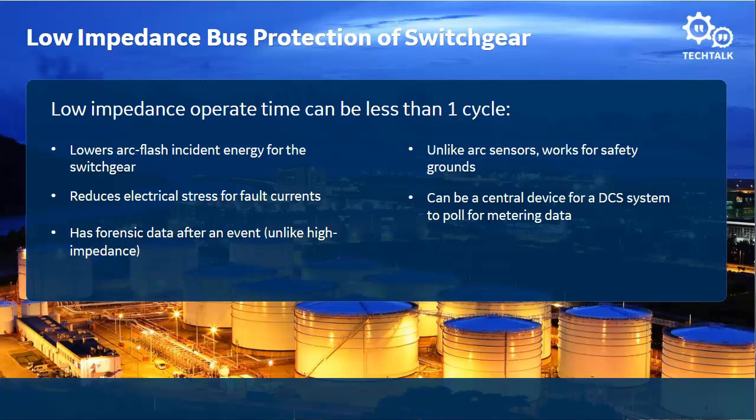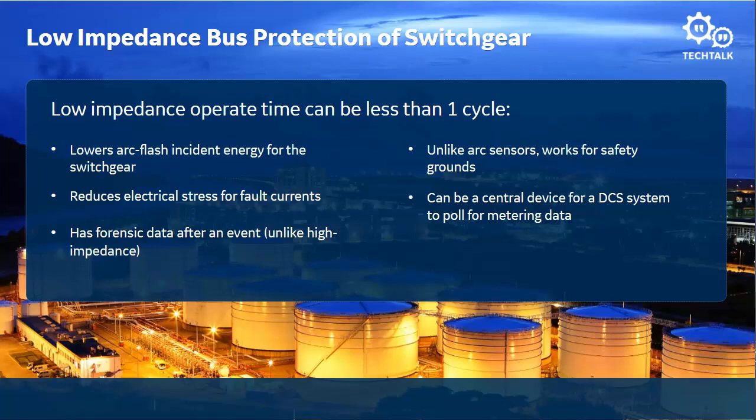Another nice thing about low impedance bus differential protection of switchgear is we can achieve less than a cycle of operation with an arc flash relay, with arc flash sensors that sense the light. But unlike arc flash sensors, bus differential will work even if we close into a bus that is grounded, a bus that has safety grounds on it. If you think about those safety grounds, those don't produce light.